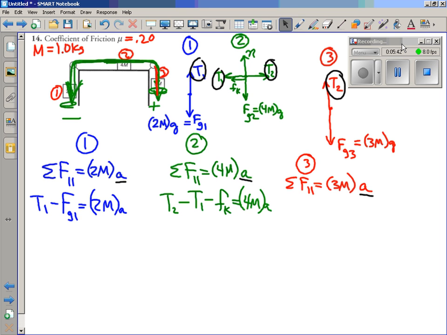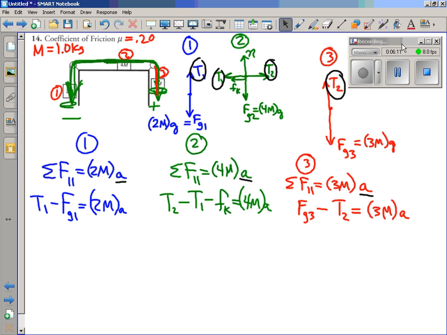And for object 3, we have 2 forces in the direction of motion. We have, in the positive direction, force of gravity on object 3. In the negative direction, we have tension 2. Equals mass times acceleration. So we have several variables here, and so we need to play some of our algebraic games once again.